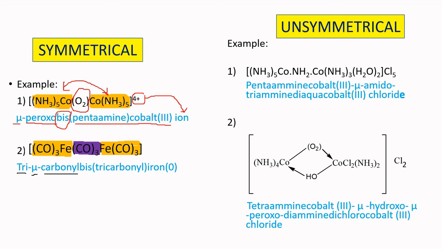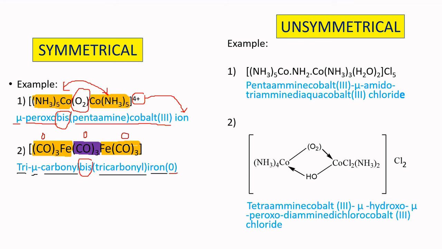and then you have bis because you have two sets of this yellow highlighted unit, and then the unit is named as tricarbonyl, and then iron 0. Why is it 0? Because CO is 0, it's neutral, and this is also 0. So everything is 0, so iron is 0.